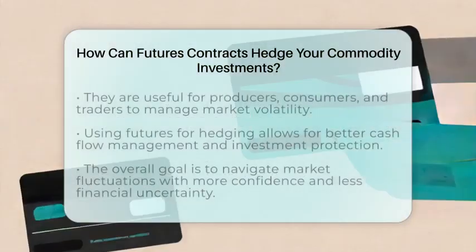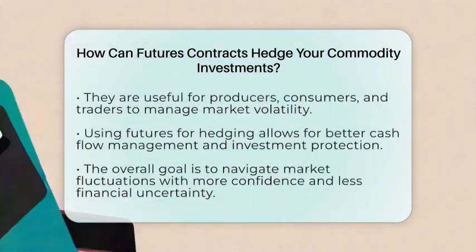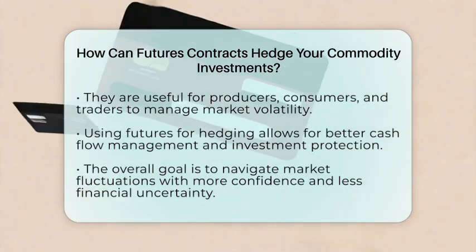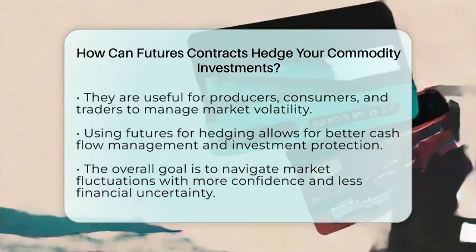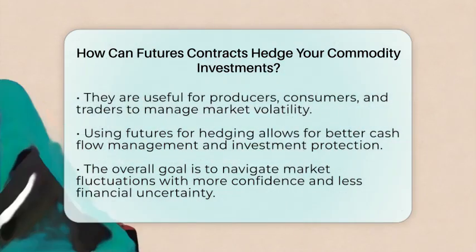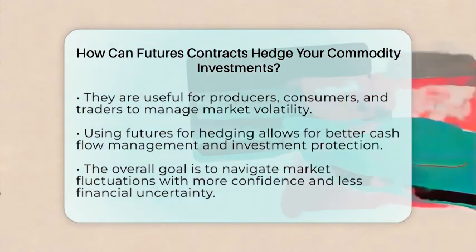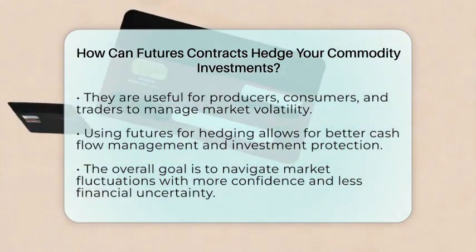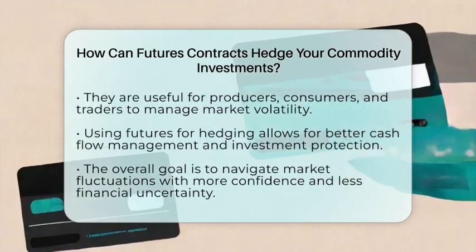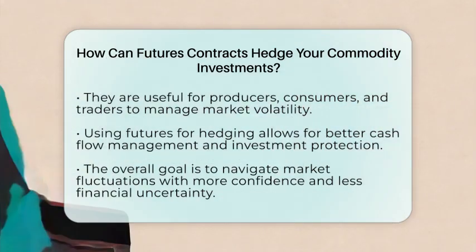Using futures contracts for hedging helps you lock in prices, making your revenue or costs more predictable. For farmers, this means protecting against falling prices. For manufacturers or airlines, it means shielding against rising input costs. Investors and traders also use futures to hedge existing commodity holdings, reducing potential losses.